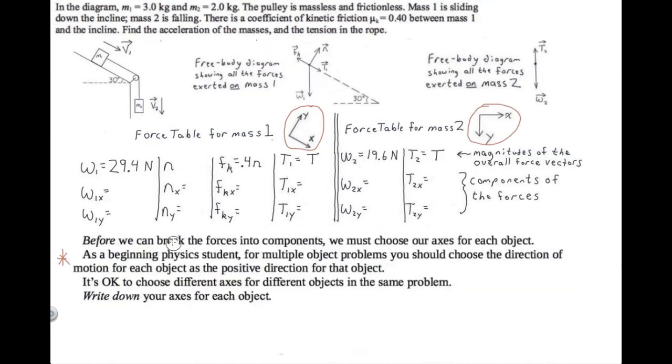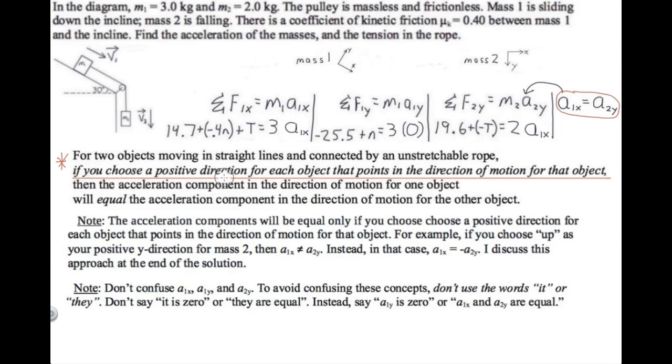As a physics beginner, it will simplify your solution for multiple object problems if you choose the direction of motion for each object as the positive direction for that object. It's okay to choose different axes for different objects. If you choose a positive direction for each object that points in the direction of motion for that object, then the acceleration component in the direction of motion for one object will equal the acceleration component in the direction of motion for the other object.